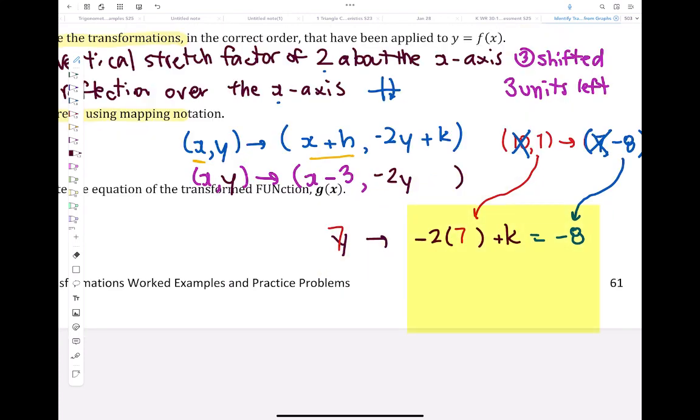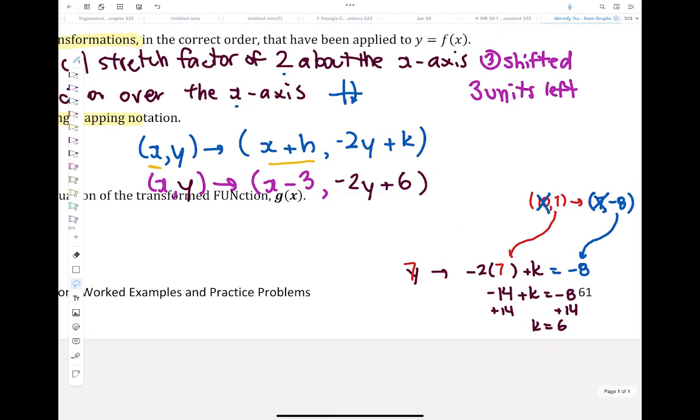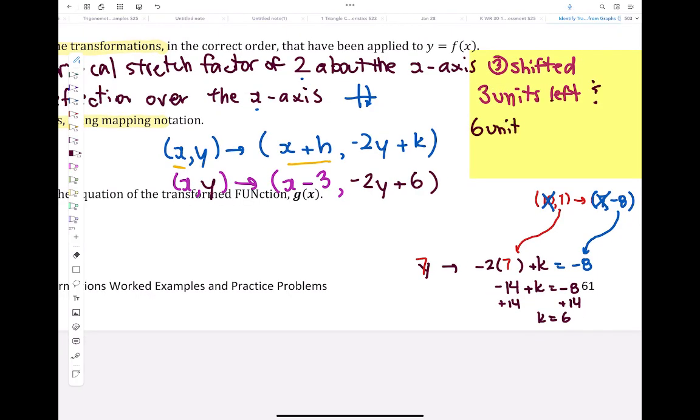All right, negative 2 times 7 is going to be negative 14 plus k equals negative 8. We're going to add a 14 to both sides, and it turns out we didn't shift down 15 units because k turns into a positive 6. We shifted up 6 units is what's happened. And so right here we'll have a plus 6 as well. So you can see step 3 could be shifted 3 units left and 6 units up.